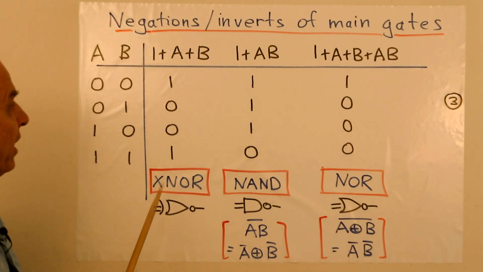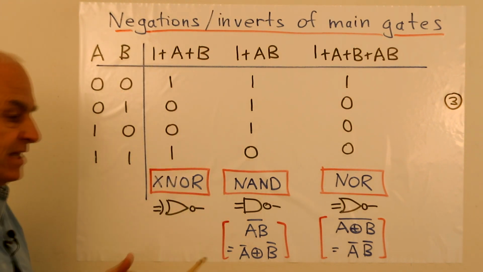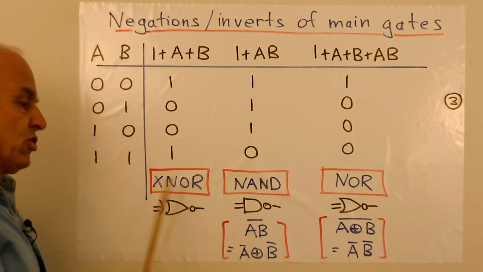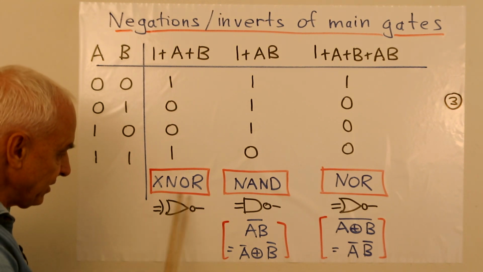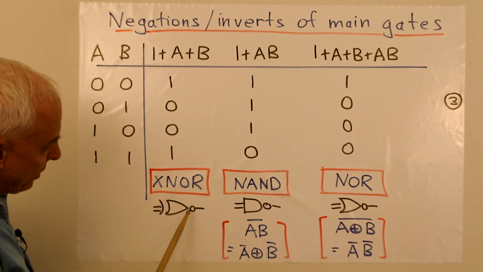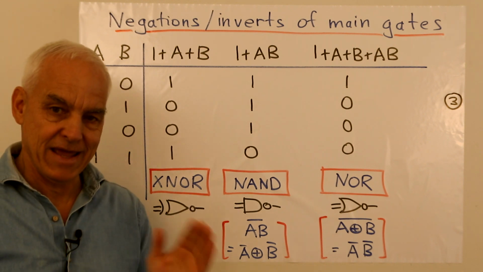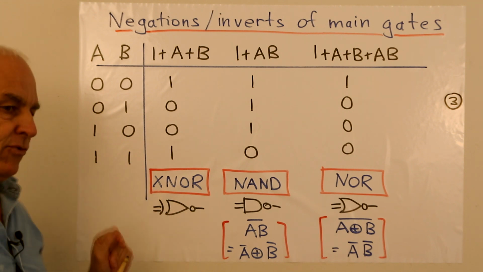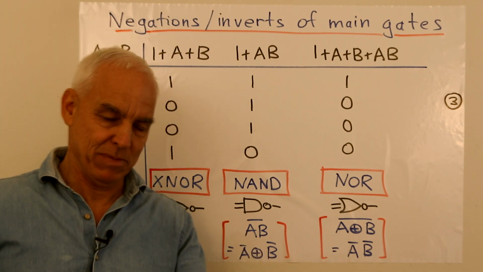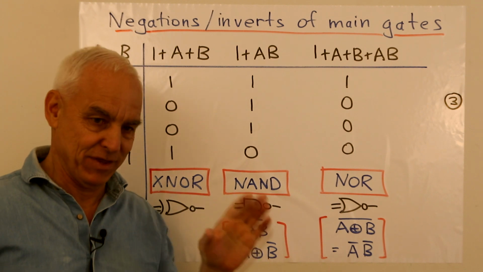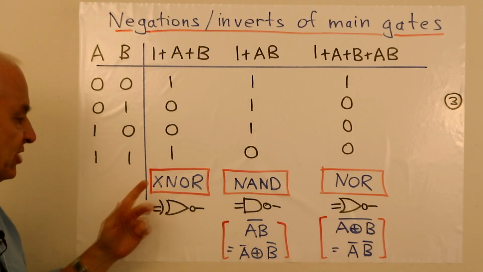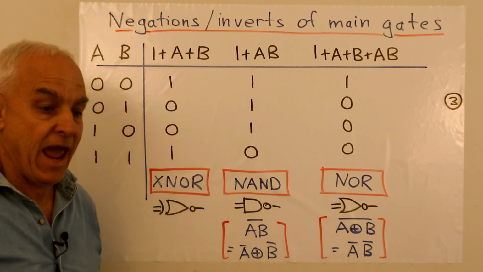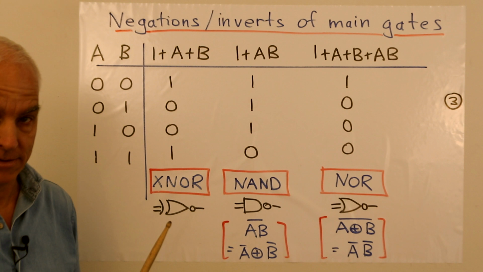Okay, so this one, 1 plus A plus B, is the negation of the XOR, and its usual name is XNOR. Represented diagrammatically with an XOR gate with a little circle there representing the negation. Logically, it probably would be better if this was called an N-XOR gate. That would be more consistent with the other names, having the N in front, but tradition is this is called an XNOR gate.